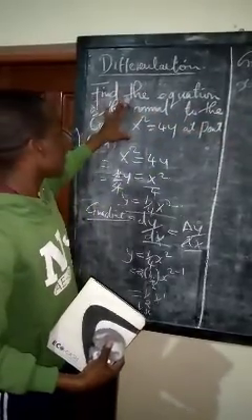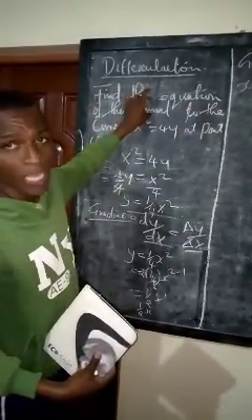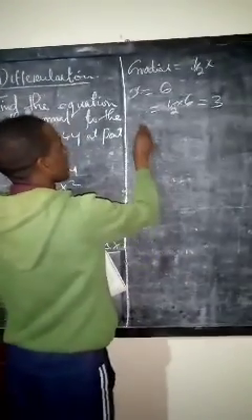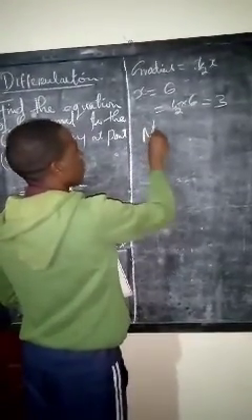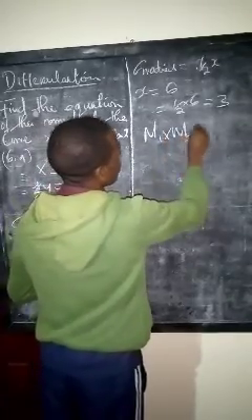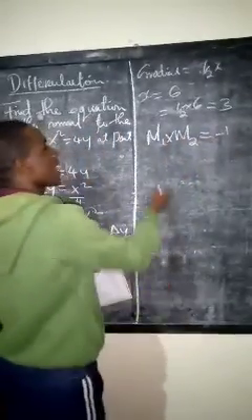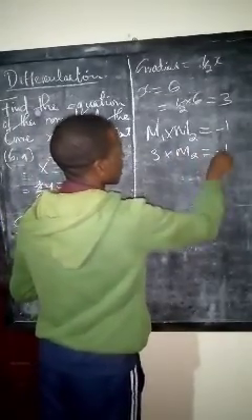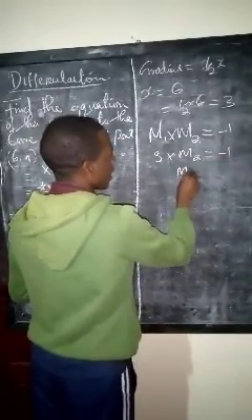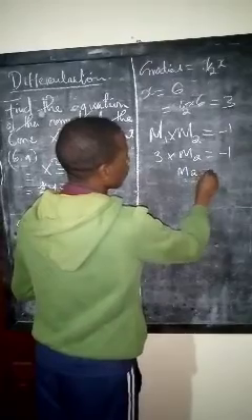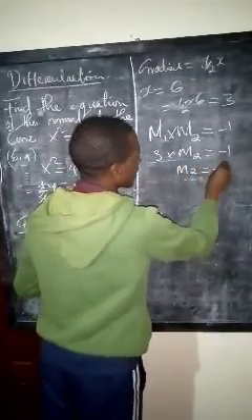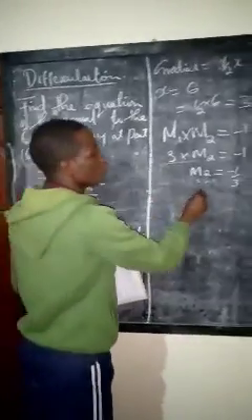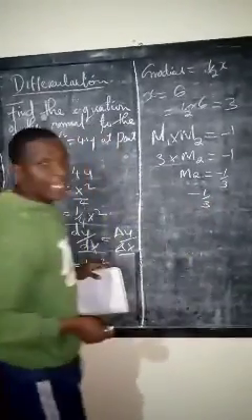But the gradient for this normal now, the line of our interest, we shall use the formula that we've been using before: m1 multiplied by m2 is equal to -1. Our m1 is 3, multiplied by m2 is equal to -1. So m2 will be equal to, we divide by 3 this side, and the other side we divide by 3. So the gradient to the normal will be equal to -1/3.